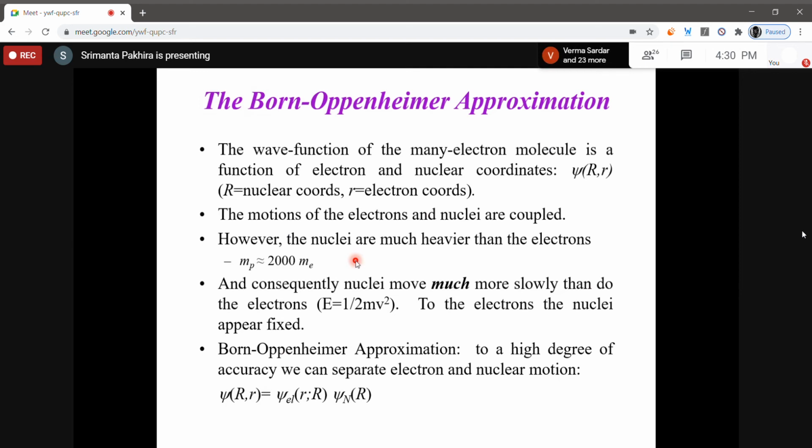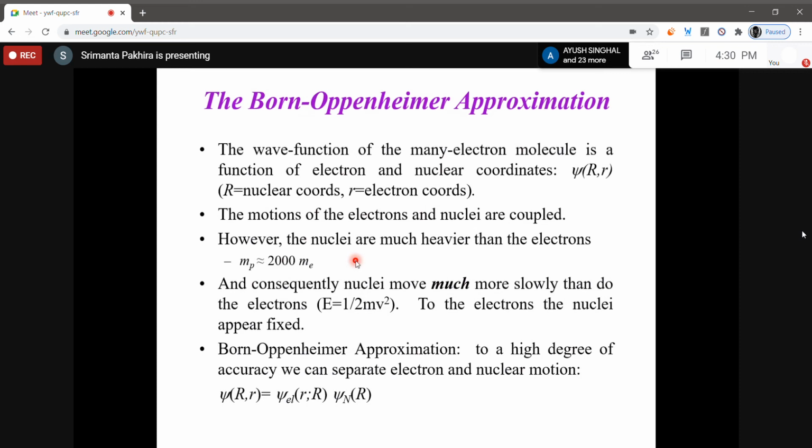So psi El stands for the electronic wave function, and psi n(R), where capital R is the nuclear coordinate, is the nuclear wave function. So basically, what we understood is that the Born approximation involves two things. One is that if we consider the nucleus to be at rest, then the kinetic energy of the nucleus is zero, and the wave function is also treated in that way.